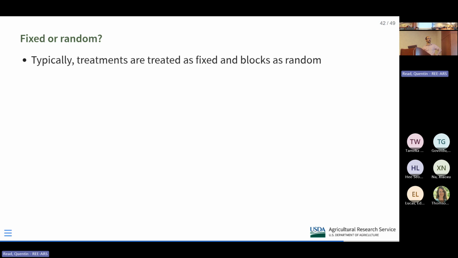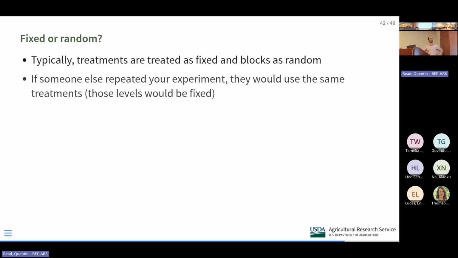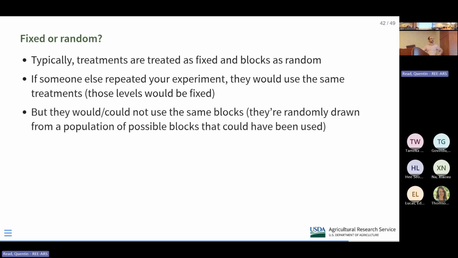So whether something is a fixed or random effect, we usually consider our treatments, like I was mentioning, the drug or the educational intervention or whatever, as a fixed effect, and the blocks as random effects: the cage that multiple mice are in, or the school that multiple classrooms are in, and so forth. Like I said, if someone repeated your experiment, they'd use the same treatments.